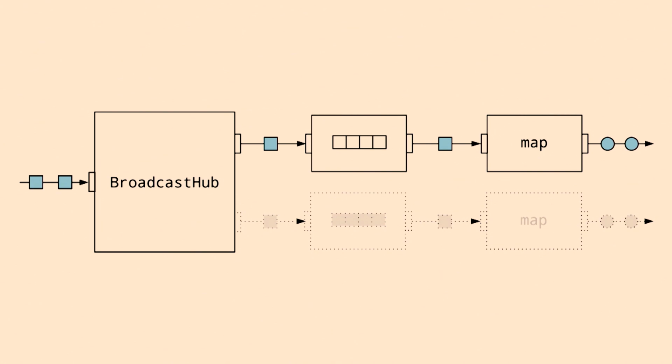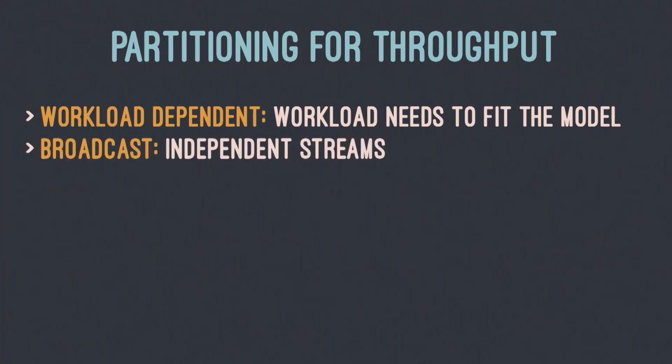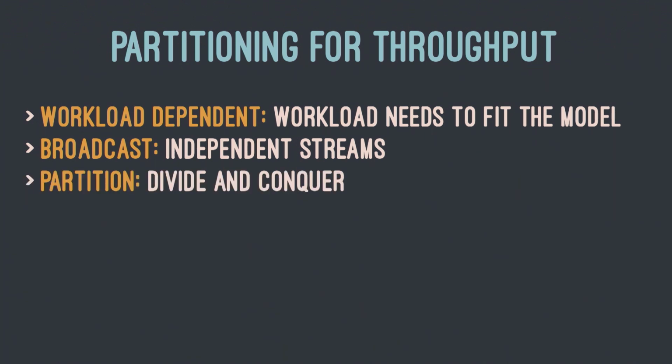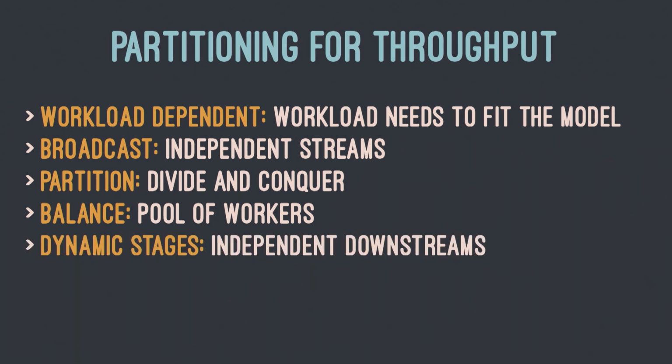Okay, to summarize partitioning for throughput, it's very workload dependent. Your workload needs to fit the model. You can broadcast the whole stream and run independent streams off of it. You can partition to divide and conquer, balance to have this pool of workers model, and then there's these dynamic stages that basically run independent downstreams.